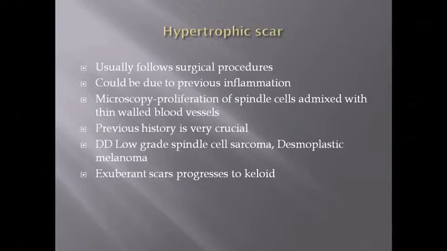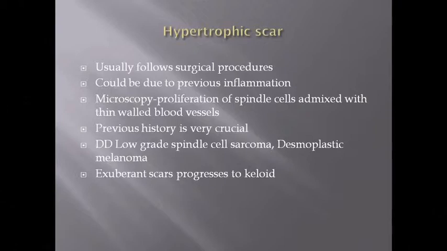Now, usually surgical procedures. That is why I said this patient had a significant past history. He had something removed earlier from that lesion, so it was just an exuberant scar. Now, the scar formation could also be due to a previous inflammatory process. It's not always necessarily following a surgical intervention. Now, microscopy shows proliferation of spindle cells amidst the thin-walled blood vessels.